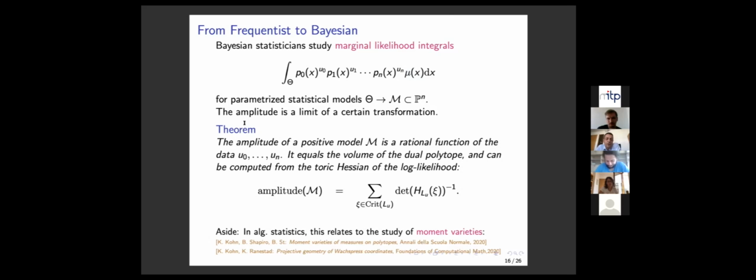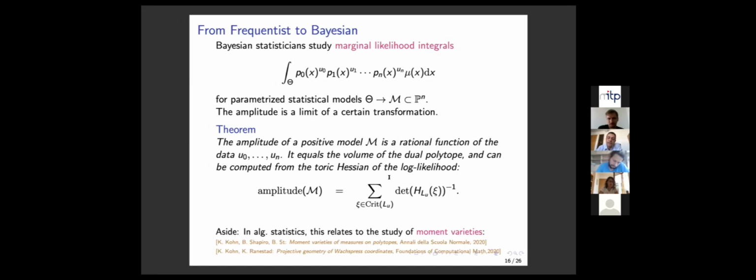Now the amplitude is a certain limit of a certain transformation of this integral, and so here we formulate this as a theorem. Again, this is really a corollary to the work of Nima, Thomas, and collaborators. So the amplitude of a positive statistical model is a rational function of the data. It equals the volume of the appropriate dual polytope. And then in the numerical setting, you can compute it by adding up the reciprocal determinants of the toric Hessian.